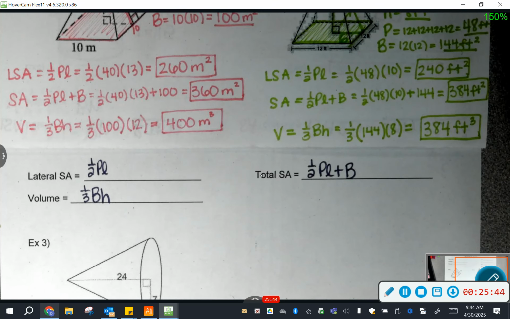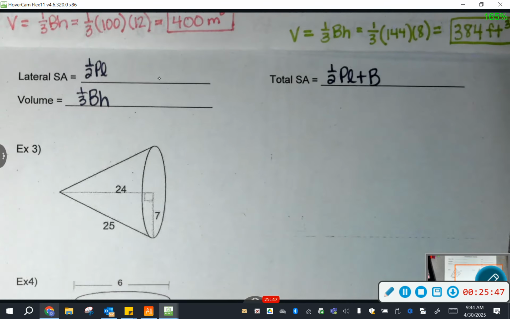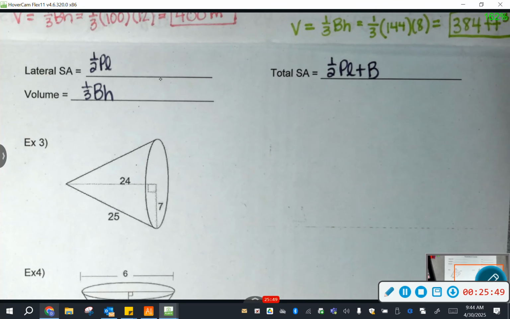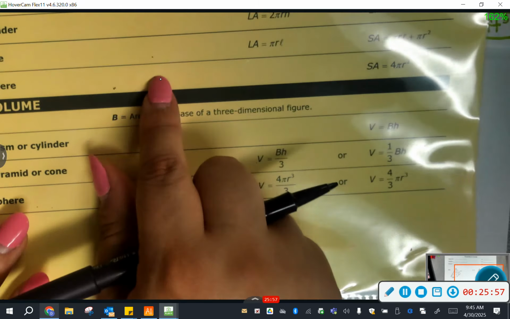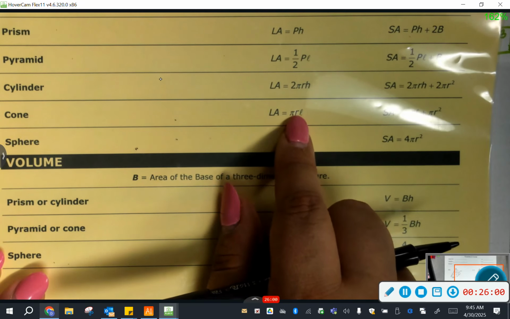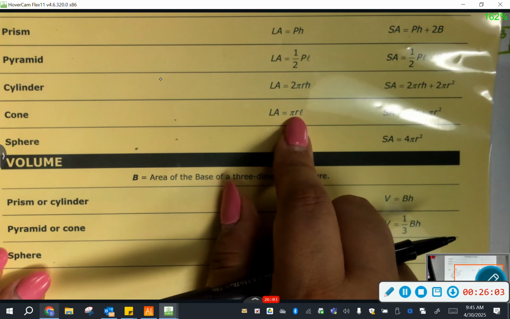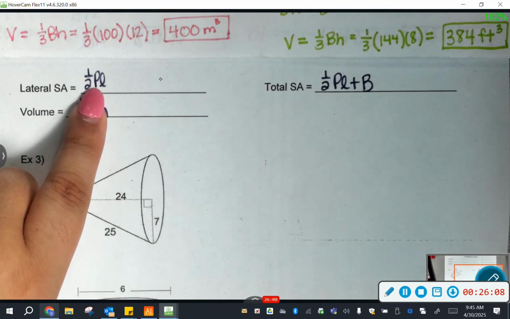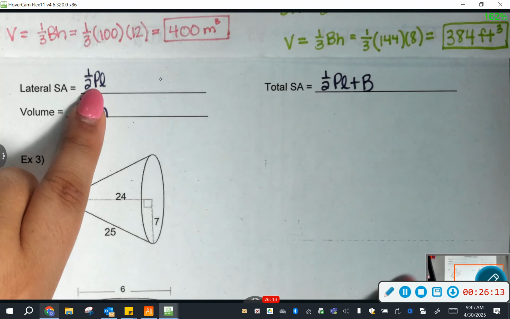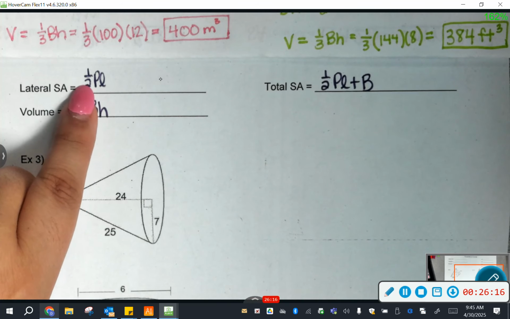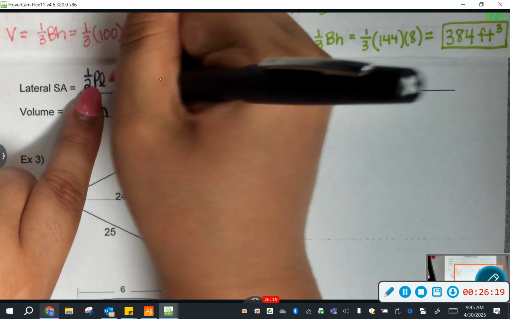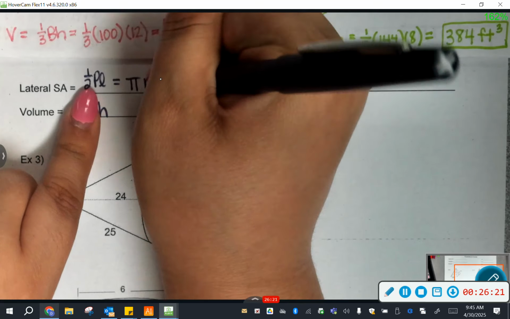However, your formula chart is very nice, and for cones, they don't make you find the P and the big B. Let me show you what I mean. Y'all all look up. For cones, it actually tells you it's just pi RL. Well, how come it's pi RL? What's the perimeter of a circle? That's area. What's perimeter? 2 pi r. And what's 1/2 times 2? So this is why this is pi RL.